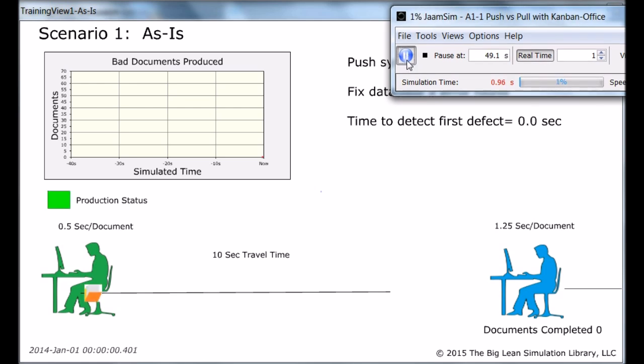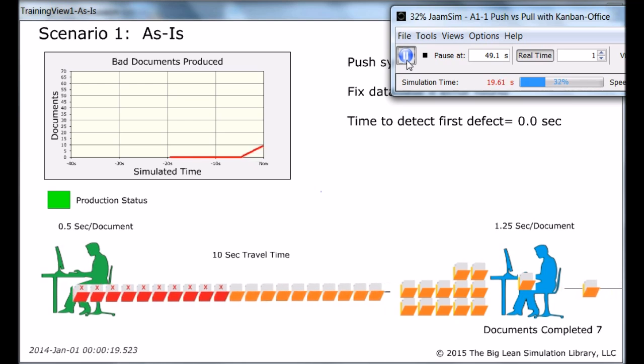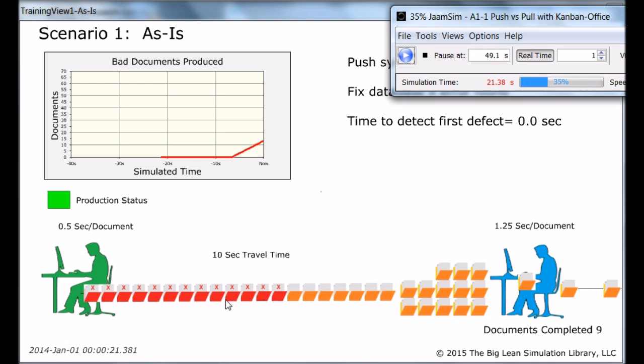So here are my controls. So he's producing the documents, half a second each. And the next workstation is processing them. Now they're queuing up because he processes it slower than they're sending them. Now at this point, notice he started, I'm going to pause it, he started producing documents that have the error in them, except he doesn't realize it, so they're just going to be stacking up and stacking up, and he's just producing more of them.